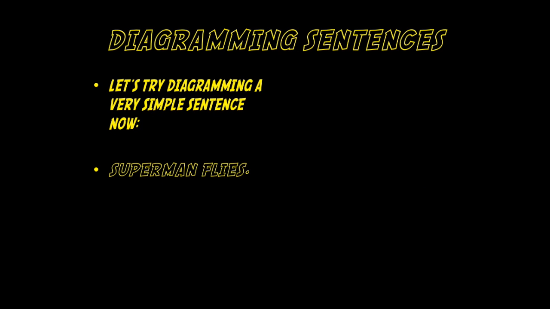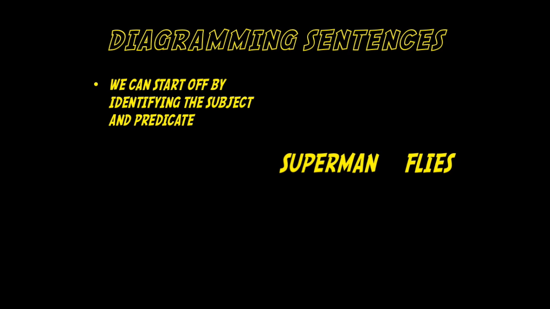Now let's try diagramming a very simple sentence. We're going to use the example, Superman flies. We can start off by identifying the subject and the predicate. Our subject here is Superman. Our predicate is flies.